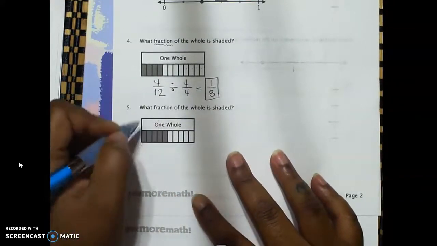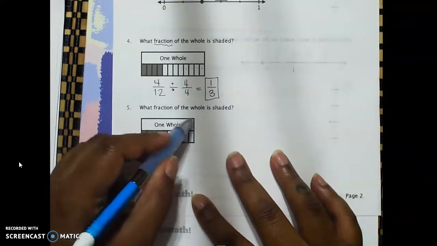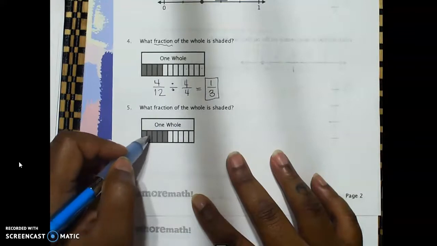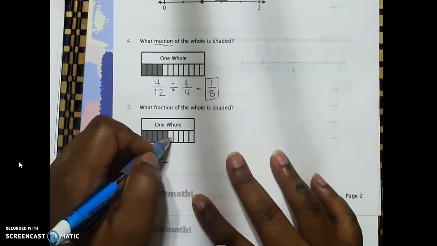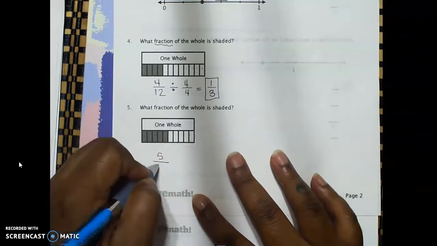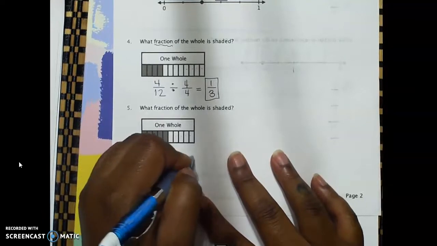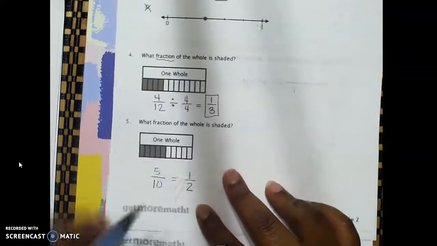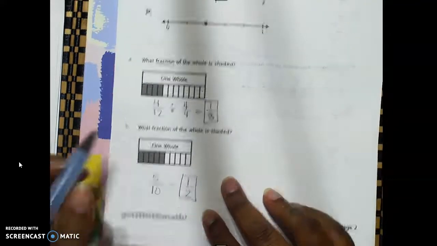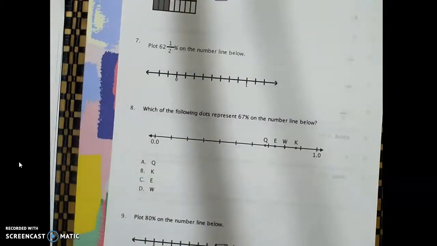Okay? I'm going to do one more example of these. So again, what fraction of the whole is shaded? 1, 2, 3, 4, 5. 5 are shaded. Not shaded: 5, 6, 7, 8, 9, 10. Or what's the total? There's 10. 5/10. You should know that reduces down to 1/2. This is also a benchmark fraction. All of these fractions you'll be working with will be considered benchmark fractions. Okay?